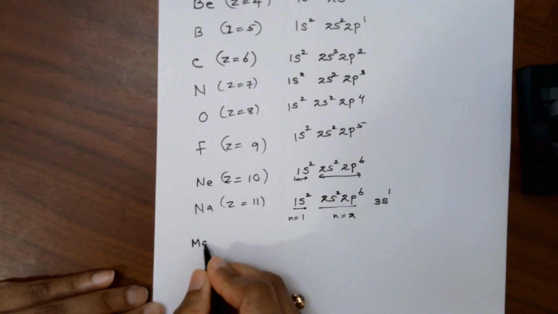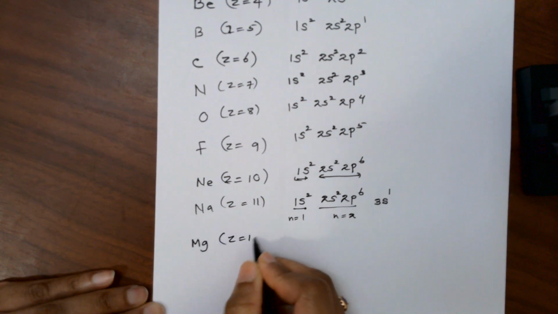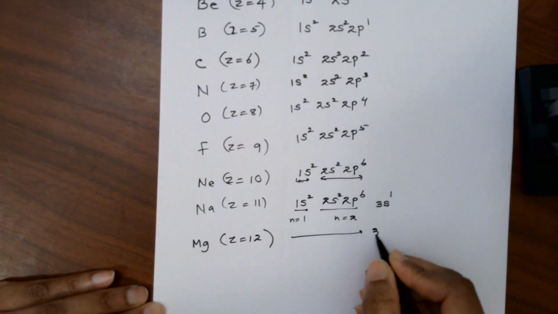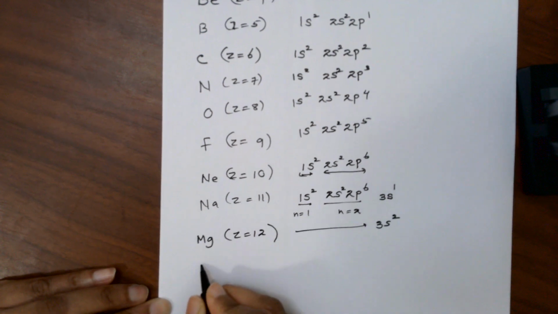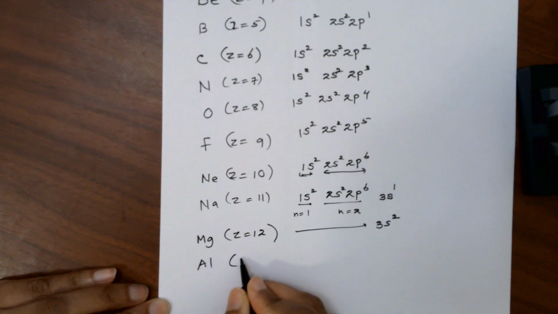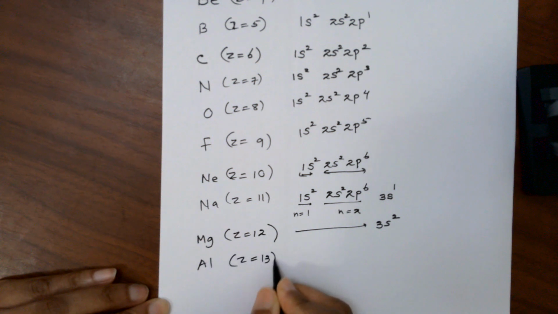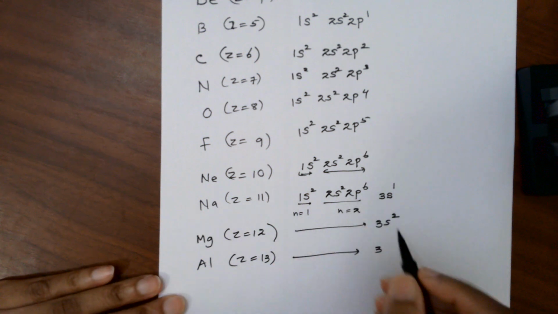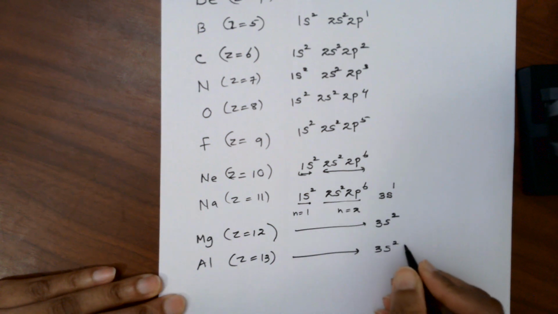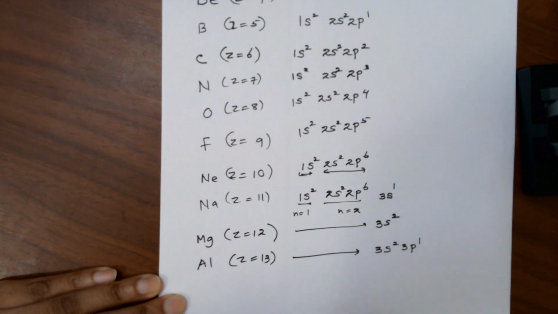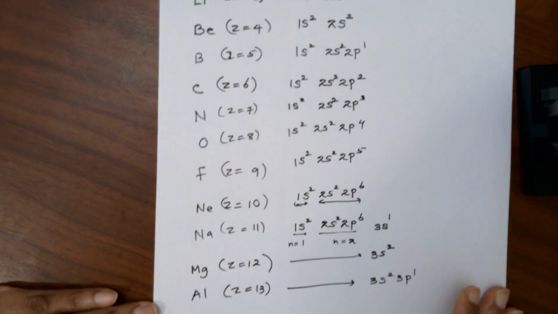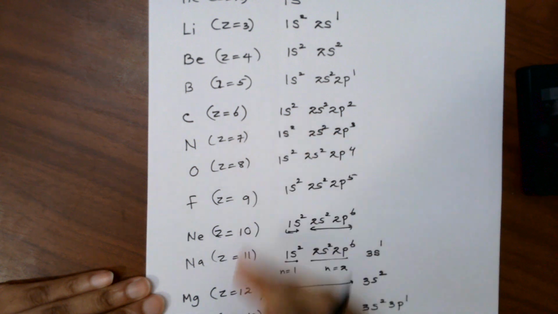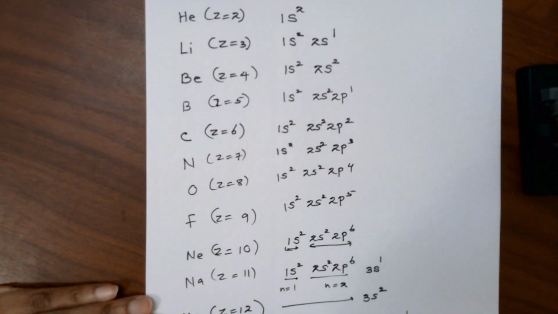If you write magnesium, then Z equals 12. It has the same configuration up to here, and then it becomes 3s2. And if you want to write aluminum, Z is 13. Then it is the same configuration up to 1s2, 2s2, 2p6, and then 3s2, 3p1. Right? So these are the electron configurations for the first 13 elements.